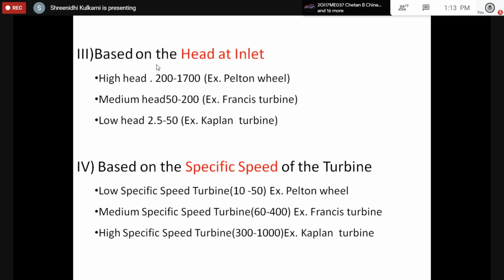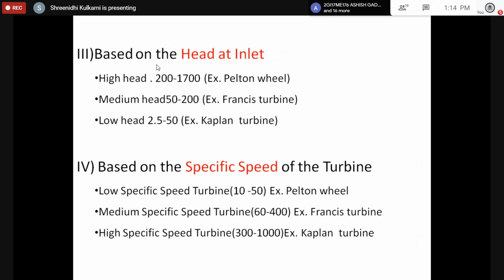For high head, the distance should be very high. For example, we took the Pelton wheel. In our Karnataka, the Pelton wheel is present in the Sharavati power plant, situated in Shivamogga district. So there we can see the Pelton wheel. Coming to the Francis turbine, you have heard the name Linganamakki, even in Karnataka.